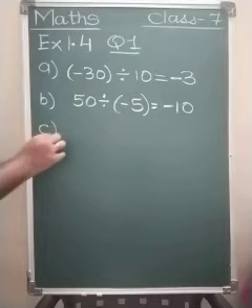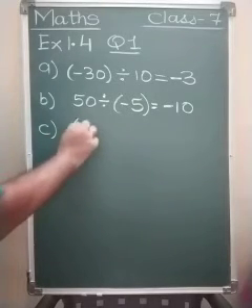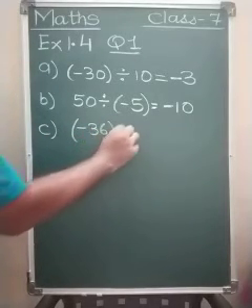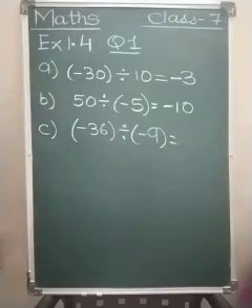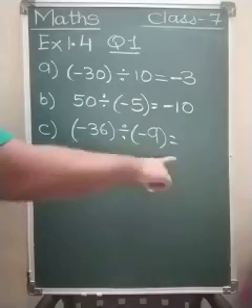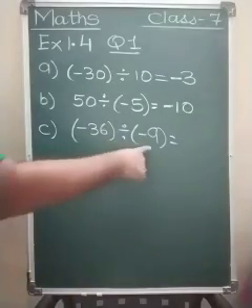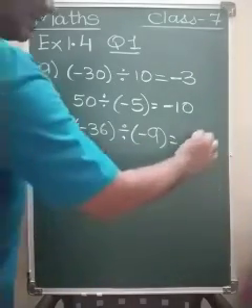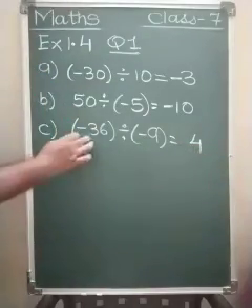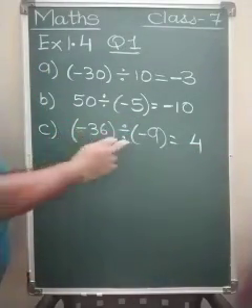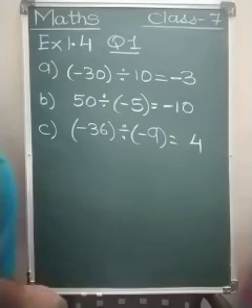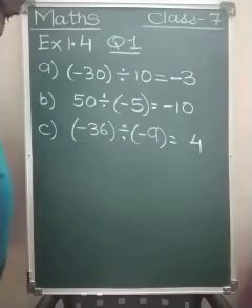C sum, minus 36 divided by minus 9. Again, do a normal division. 36 divided by 9, we know the answer is 4. And the minus signs get cancelled out, because minus divided by minus gives a positive sign. So this will be plus 4.